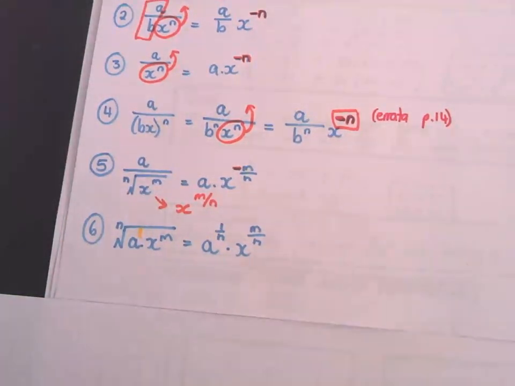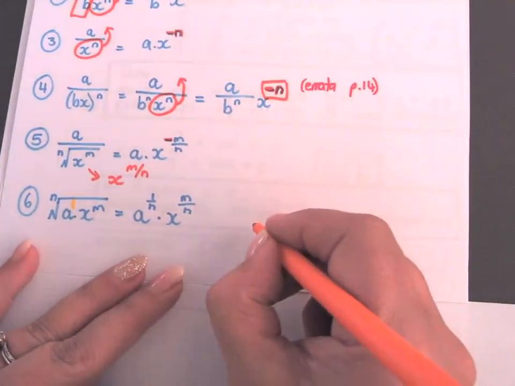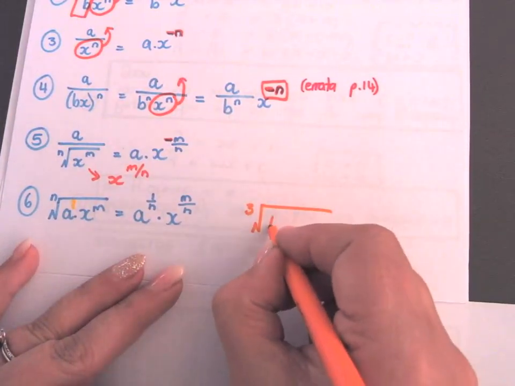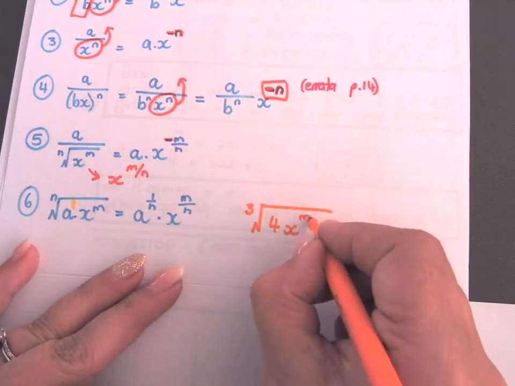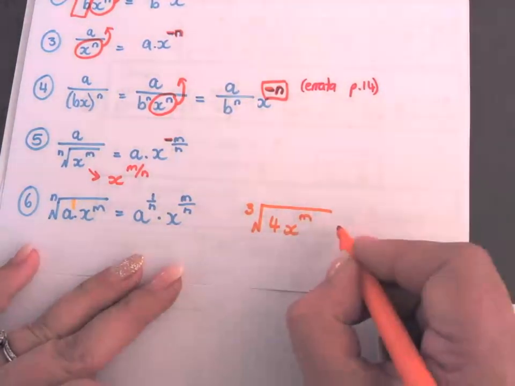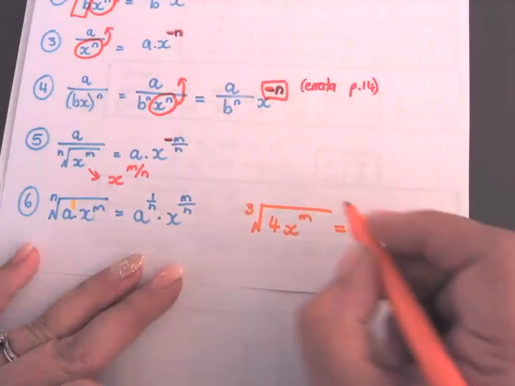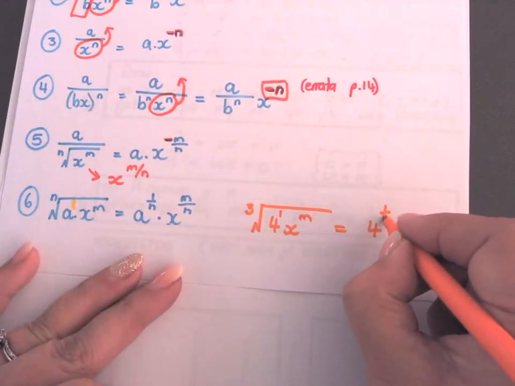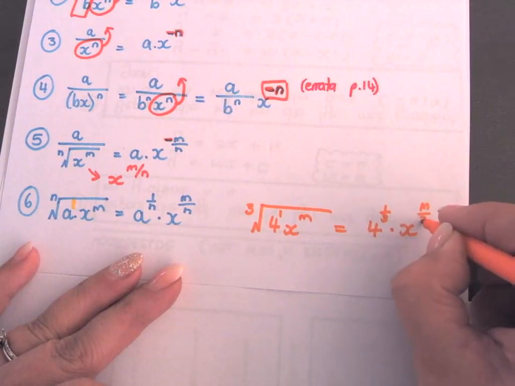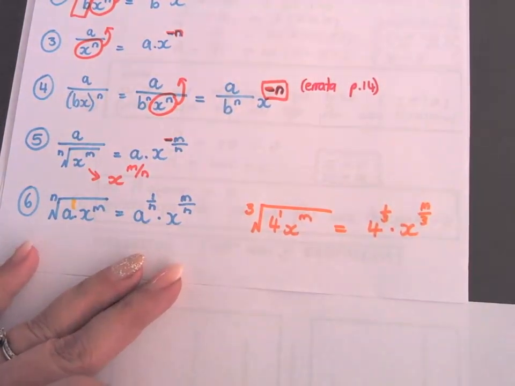Let's say we have something like this. Cubed root of 4x to the power of 10. First you have to rewrite that as 4 to the power of 1 over 3 times x to the power of m over 3. Now we have to get the first derivative.